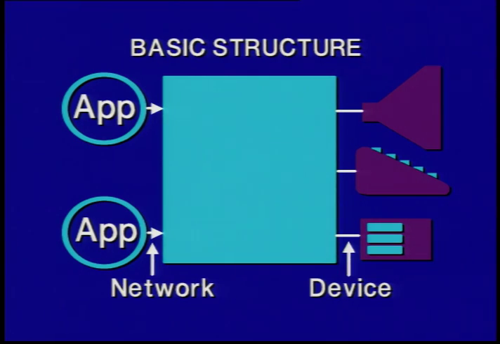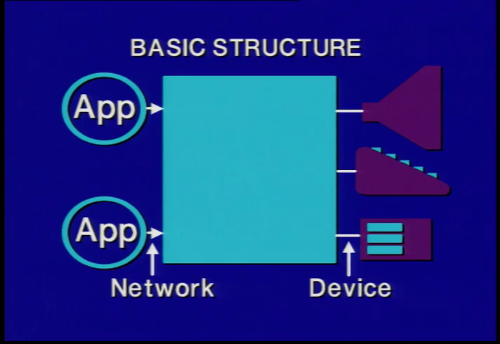So the basic structure of the NeWS Windows system is that it's this blob in the middle that arbitrates between application programs on the one hand and devices on the other. The applications, which you see on the left, all communicate with the Windows system across network connections. These network connections can be any of a variety of types. They can be TCP connections across an Ethernet. They can be DECnet connections. They can be Unix domain sockets on the same machine, or they can even be shared memory.